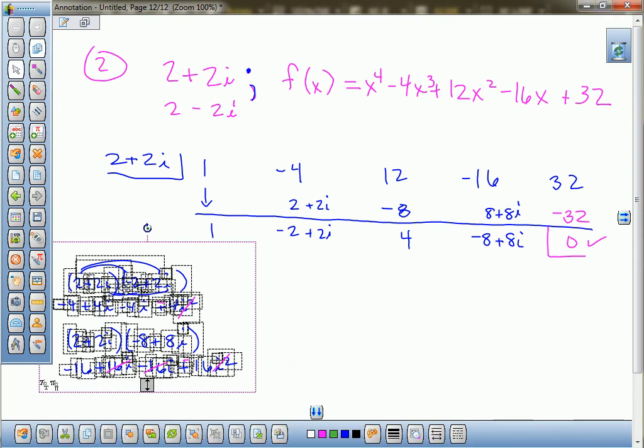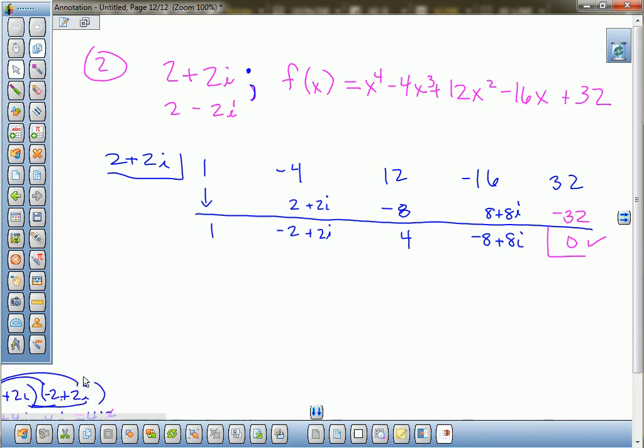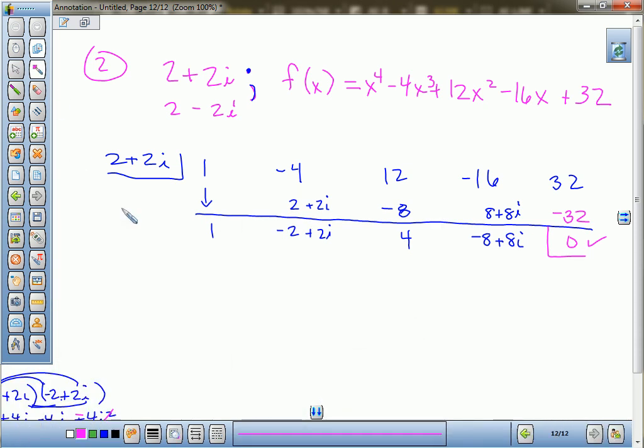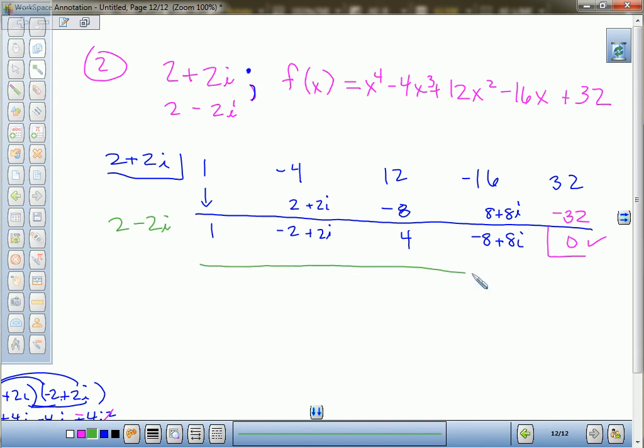Now we have to do one more. I'm trying to get this out of the way real quick. Okay, so we do it once again. This time we're going to do it with 2 minus 2i. And this is where everything gets pretty. We bring down the first one, we multiply, and we add. Yay! And we multiply, and we add. Yay! And we multiply, and we add. Yay! That second line is so much prettier than the first.